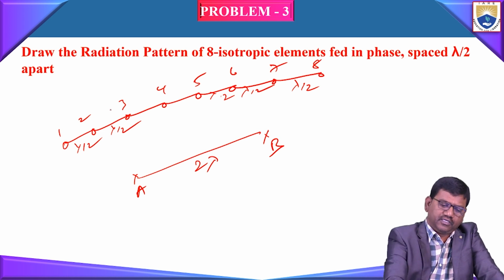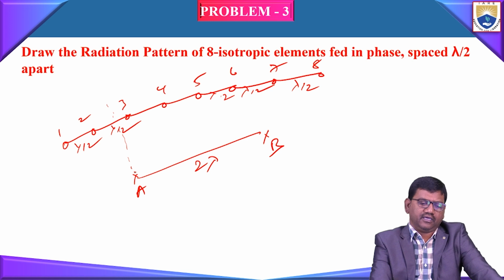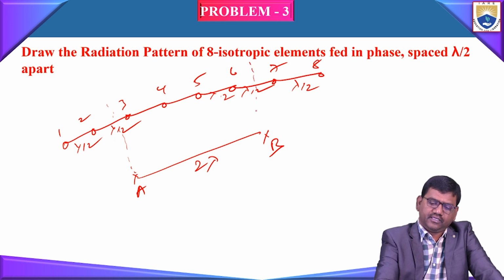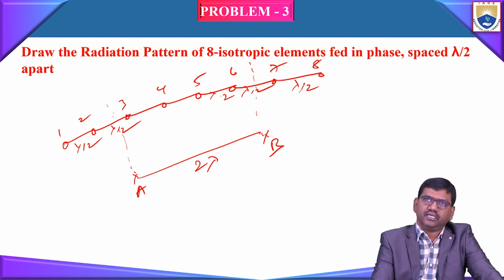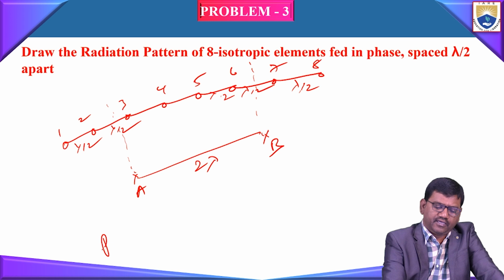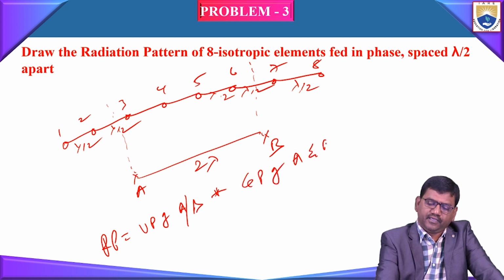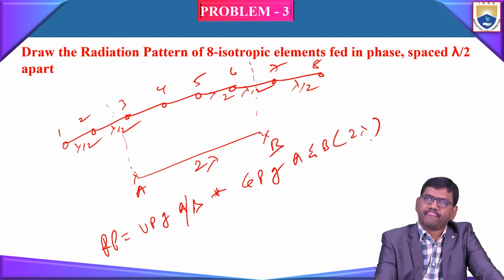Why? Because up to here, if you draw a dotted line, you will get lambda by 2 plus lambda by 4 here. And here also you combine, so here lambda by 2 and lambda by 4. So the total length is 2 lambda. Now what is the resultant pattern? Unit pattern of A, or B, multiplied with the group pattern of A and B separated by 2 lambda.